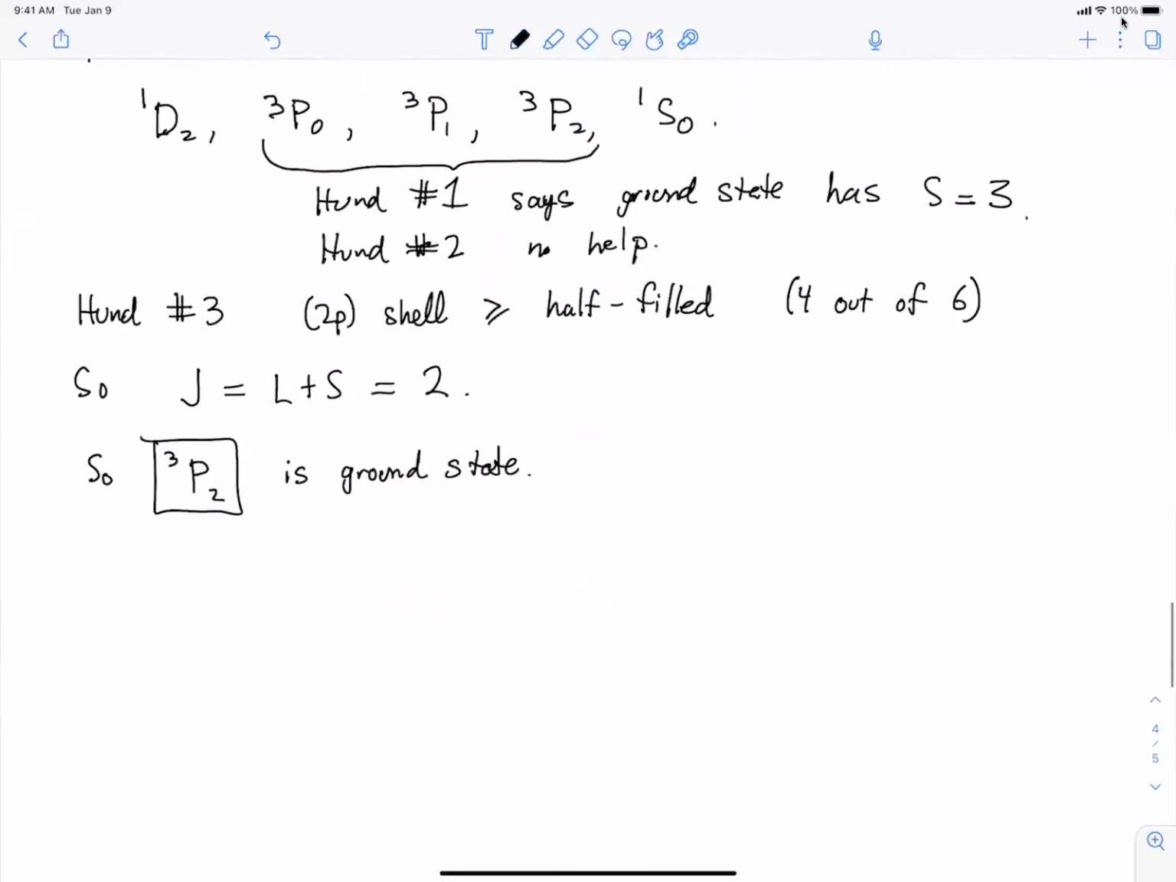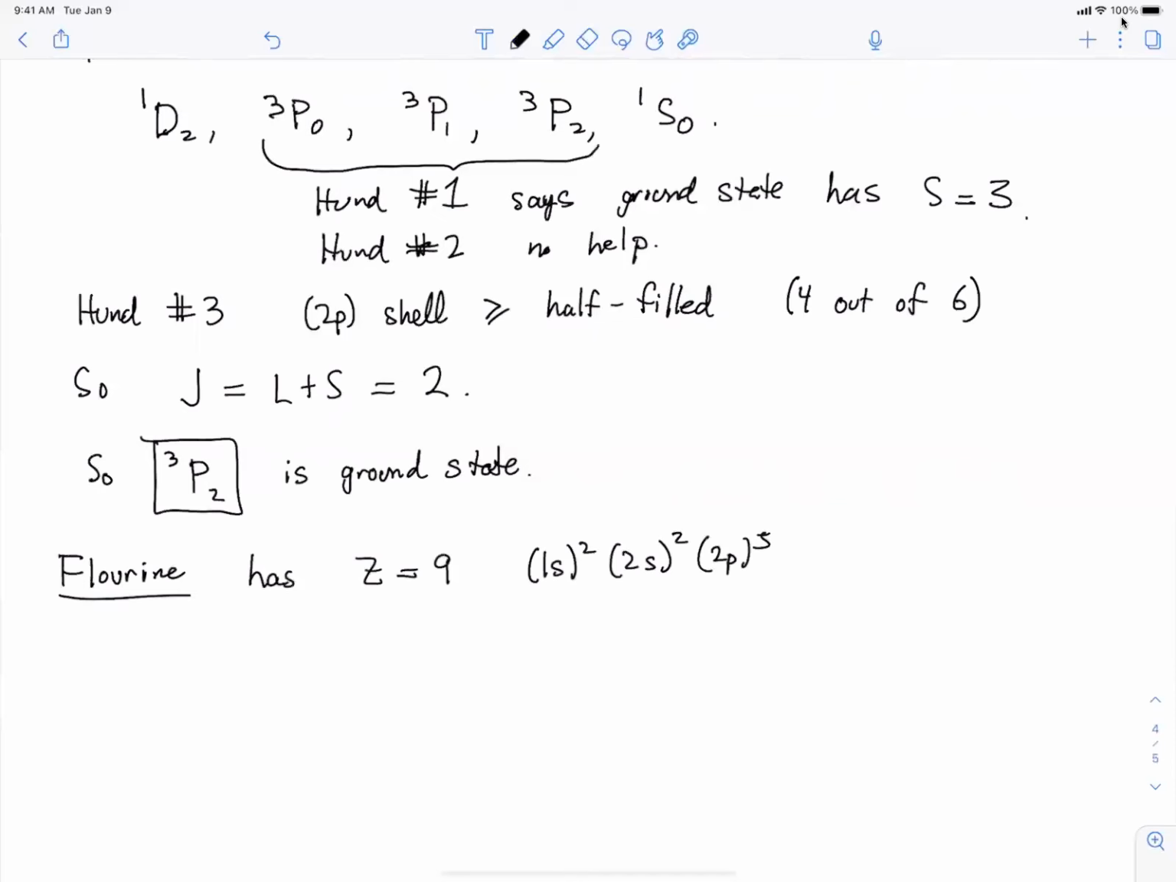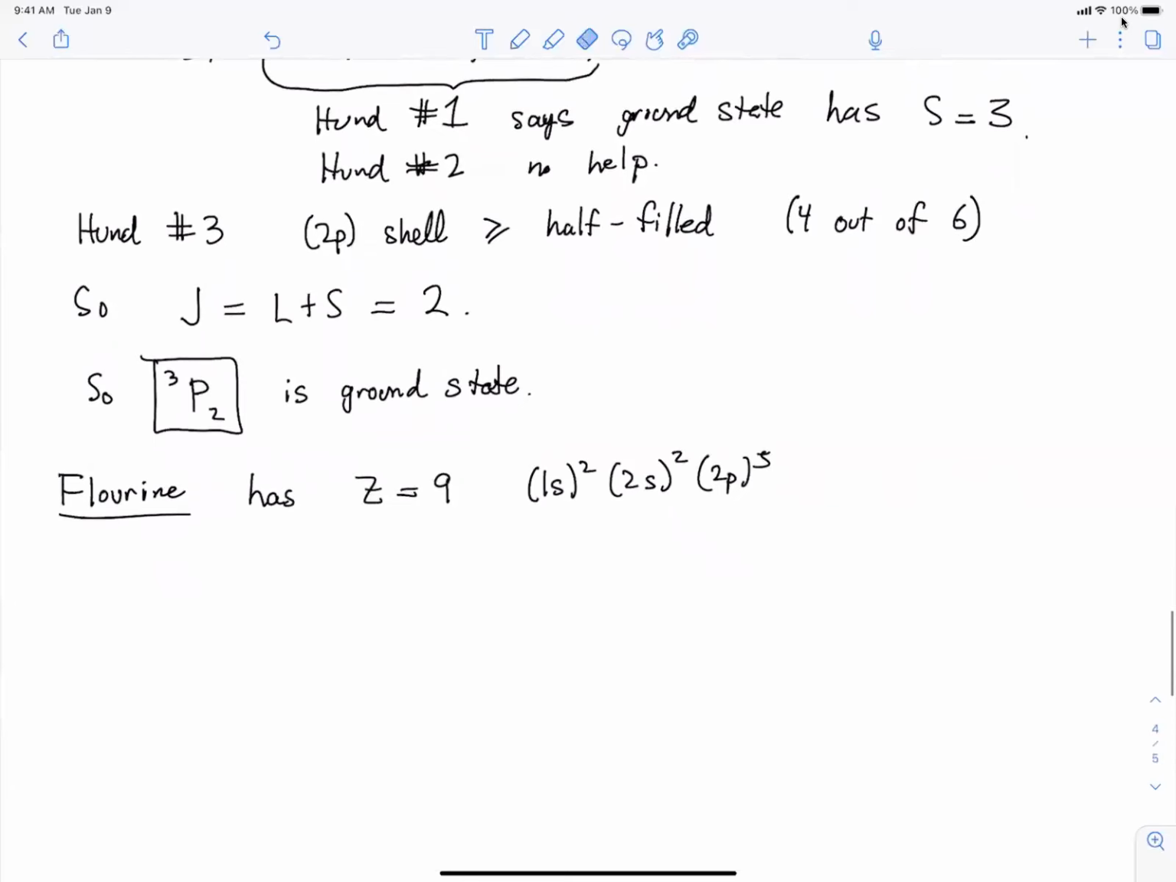Okay, let's quickly do one more example, and that's going to be fluorine. With our new trick about holes, that's going to be pretty easy. That has Z equals 9. The electron configuration, we just write things down until we get to 9, which is 2p5. Okay, and so we're going to treat this as one missing electron, or one hole. There's one missing electron in the 2p orbital.